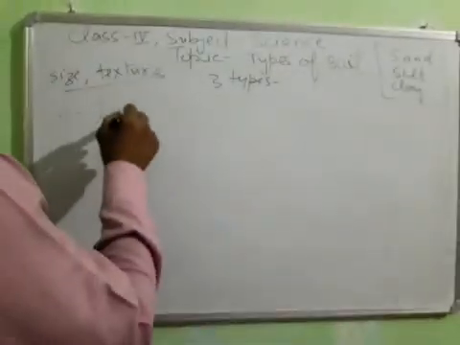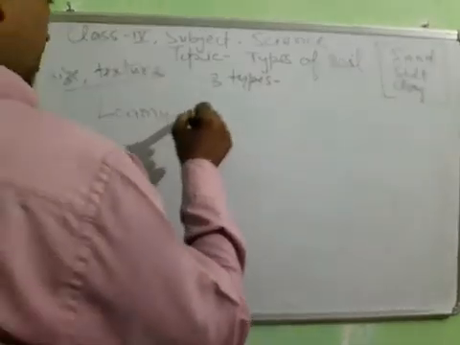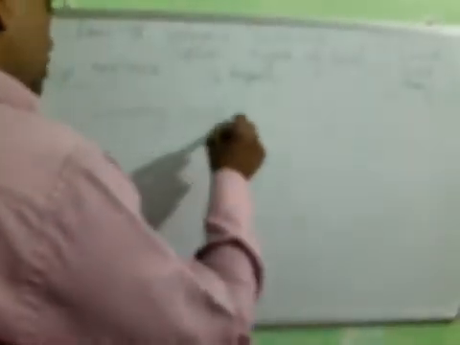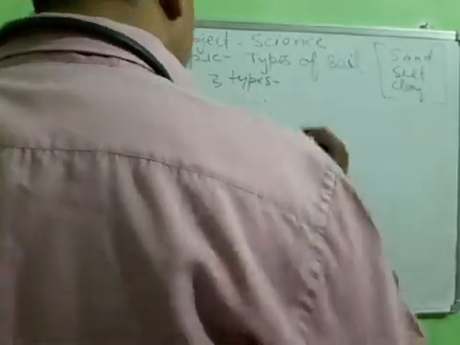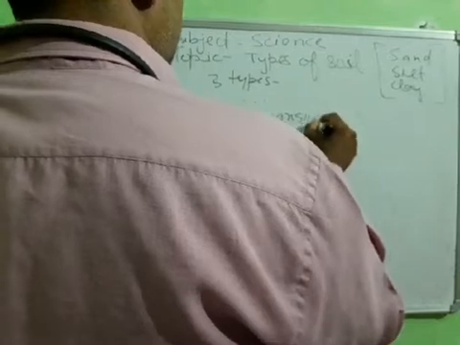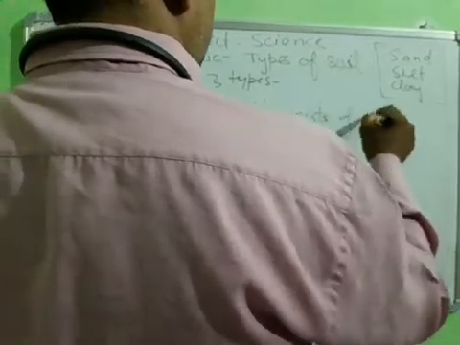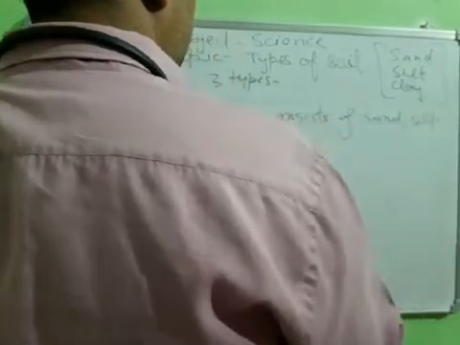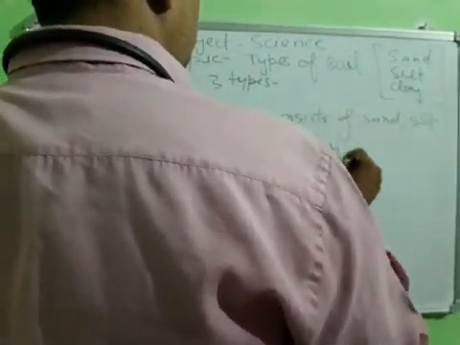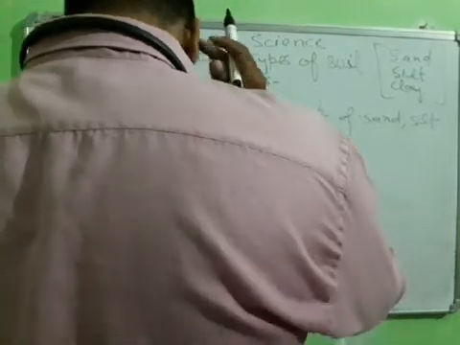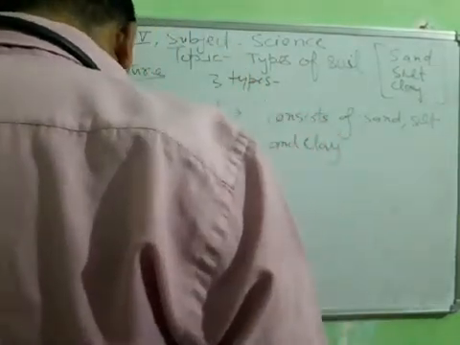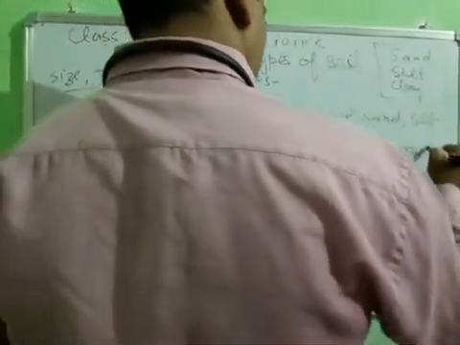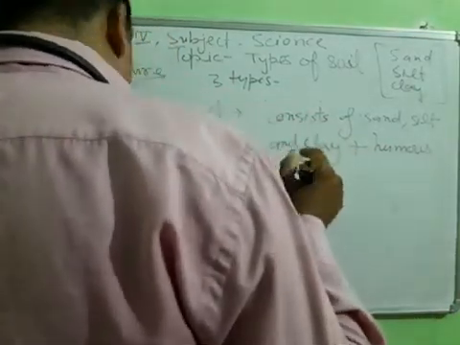Fourth, loamy. What is the loamy soil? So loamy soil consists of sand, silt and clay. Okay students, it also contains enough humus.